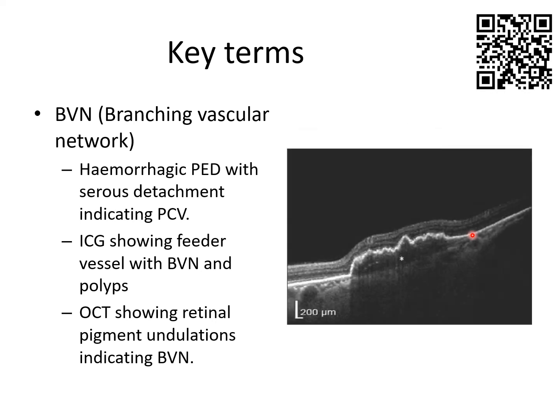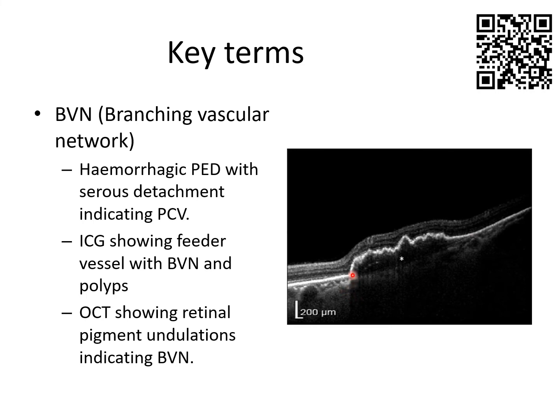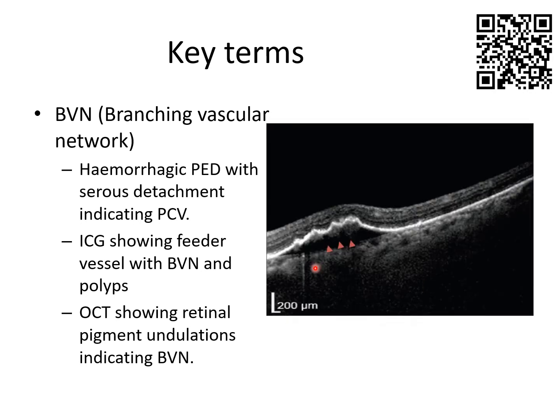An OCT may show retinal pigment epithelial undulations along with the double layer sign indicating presence of BVN or branching vascular network, and at times you can also see polyps along the posterior margin of this retinal pigment epithelium. So these elements can be seen on an OCT indicating a branching vascular network as a part of the pachychoroid disease spectrum.